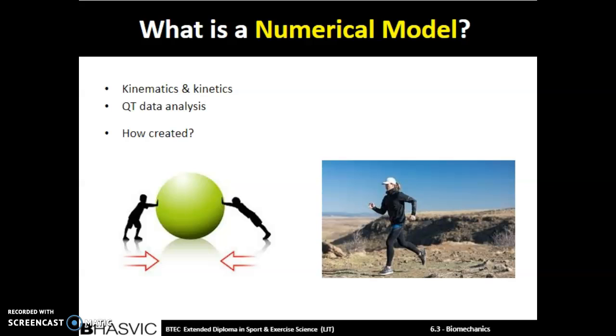There are ways that a numerical model can be produced, such as normative data. This is literature where we get different groups of data from different sources and we compare them. This is what we are doing for the 20-metre sprint and the vertical jump. Another way could be through websites such as Wikipedia, but it may not be as reliable as other statistics such as official websites.